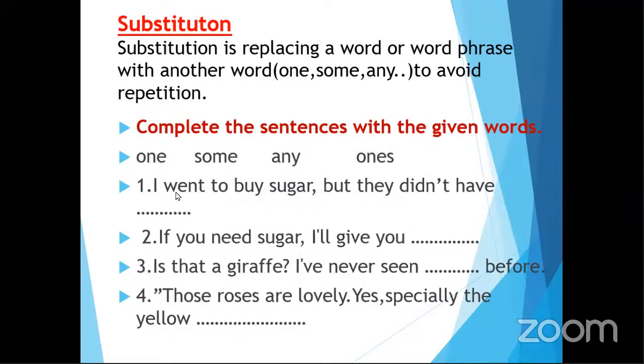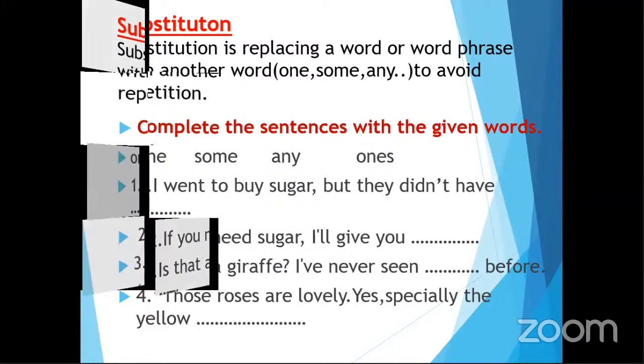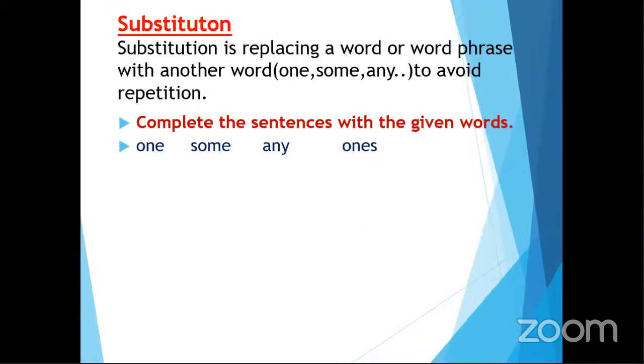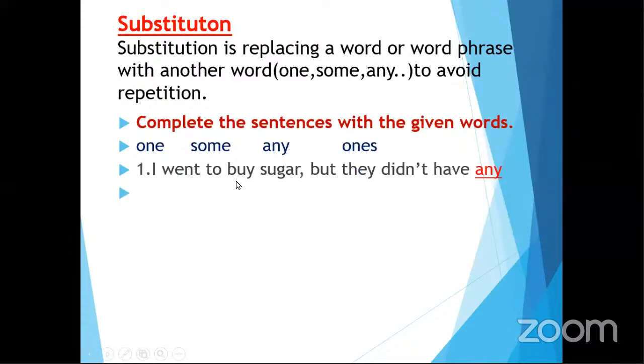Right, okay. First one, look at the answer. I went to buy sugar, but they didn't have any. What is your answer? Right, let's look at the answers. Any means sugar, any sugar. So you need not use sugar again. Instead, you have to use any. That is a substitution. Why do we use substitution? To avoid repetition. Please remember this.